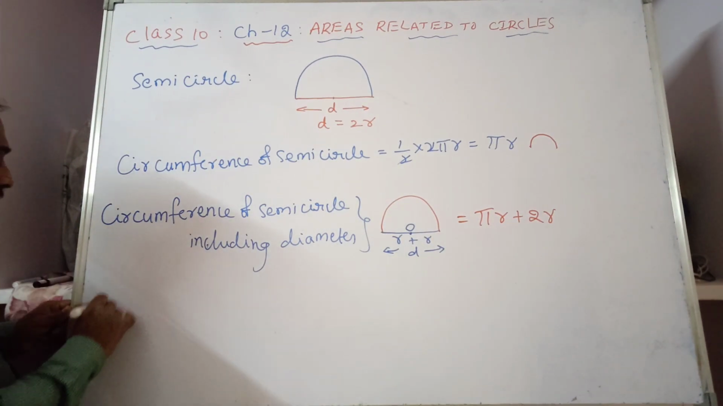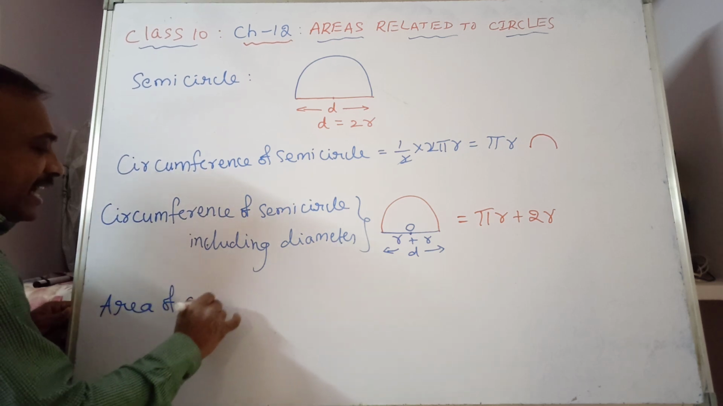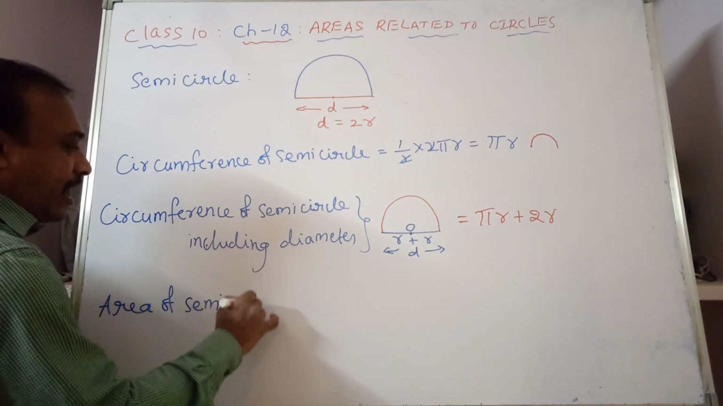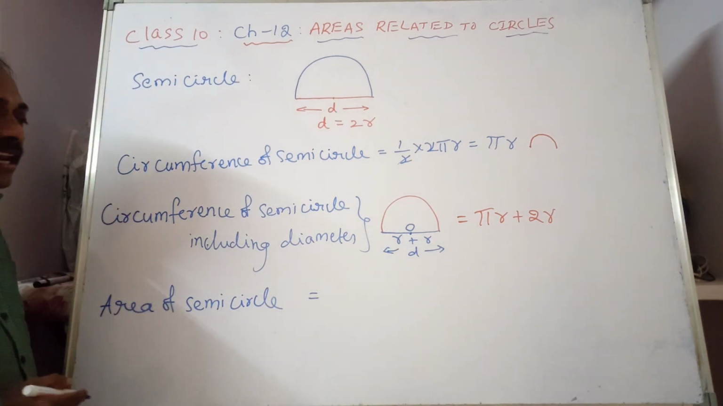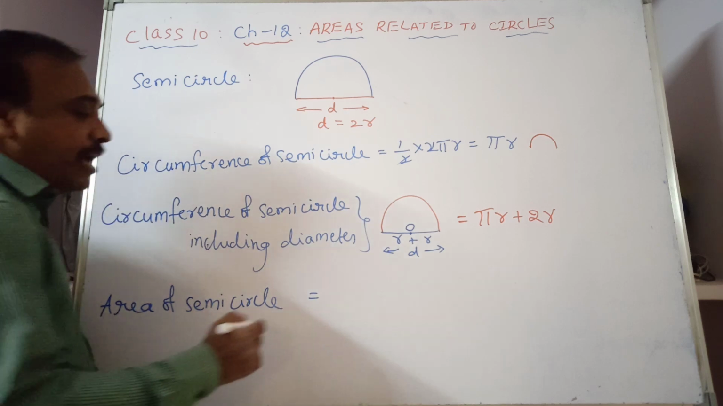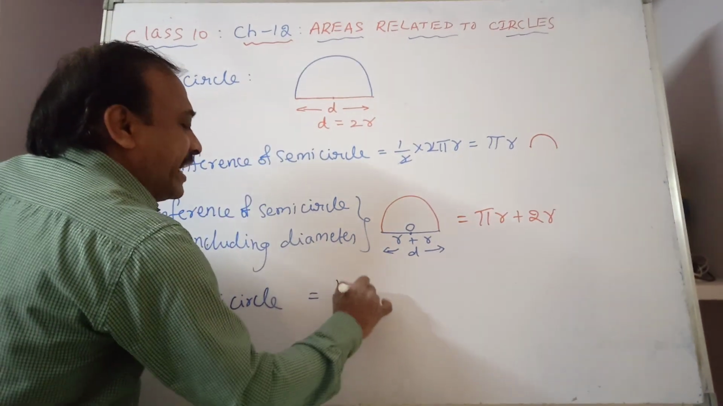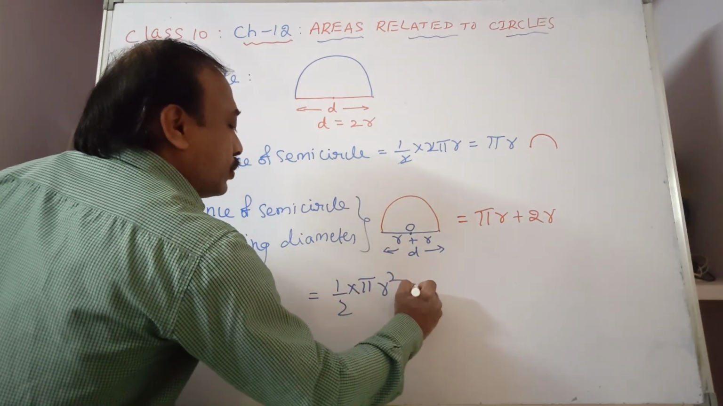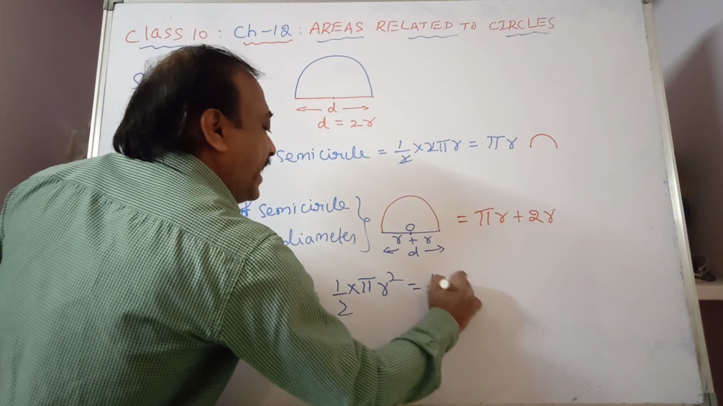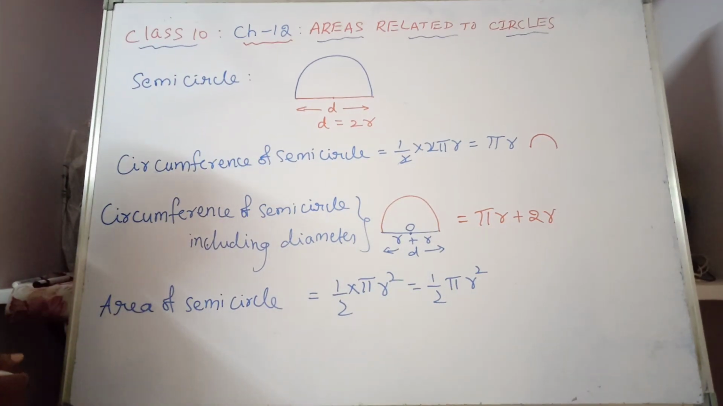Now, the area of a semicircle is half of the circle, half the area of the circle. So half into the area of the circle, we know it is pi r square, which is equal to half of pi r square, or you can write pi r square by 2.